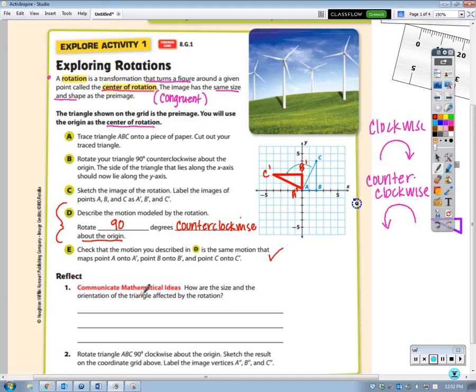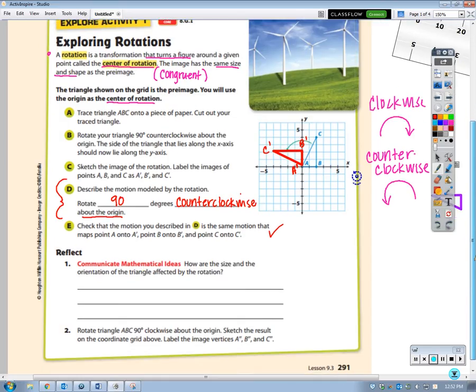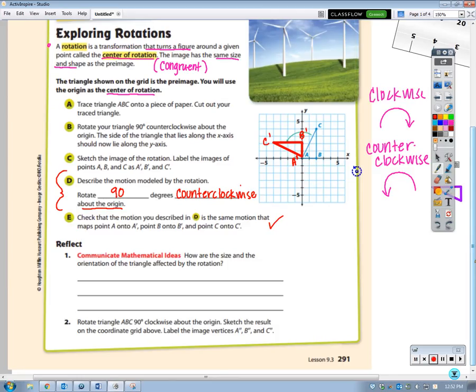Communicating mathematical ideas. How are the size and orientation of the triangle affected by rotation? Well, is size affected at all? No, size is not affected at all. Size has not changed. Okay, but what about orientation? Does orientation change? Yes. So how did it change? It was rotated 90 degrees. The orientation has changed from like what was up is now left. So we could say the orientation changed. It was turned or tilted. In this case, the orientation was turned.